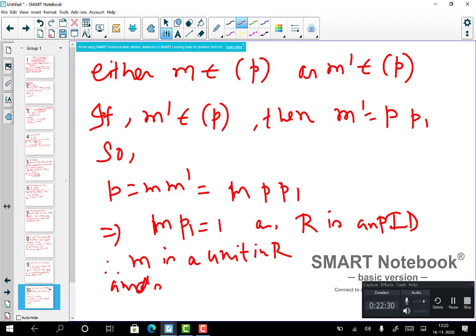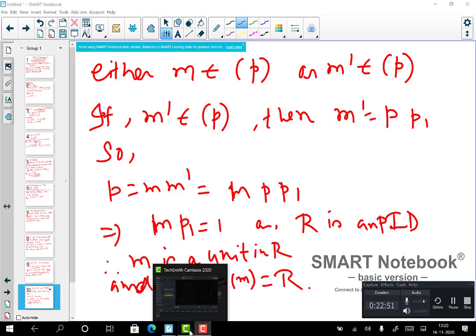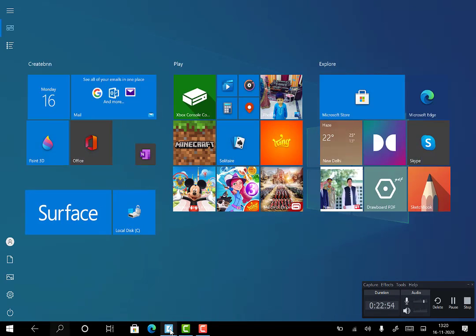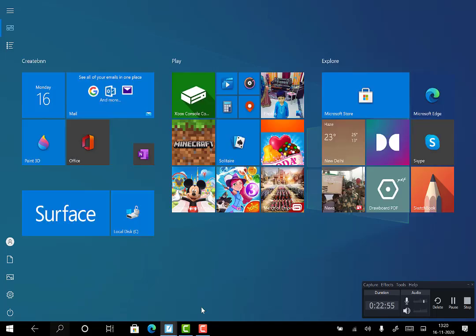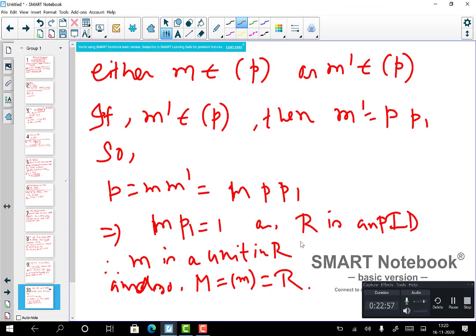And so when you have a unit, then what happens? The ideal capital M generated by the element small m is actually the full ring, right? This also we proved: whenever you have an element which is a unit, then the ideal generated by that element becomes the full ring. Okay.